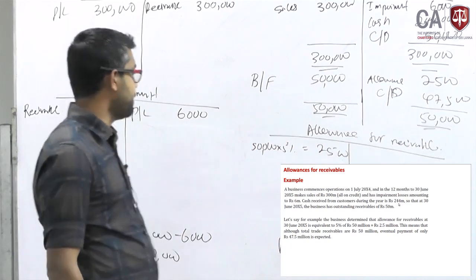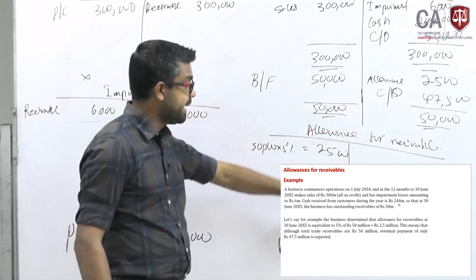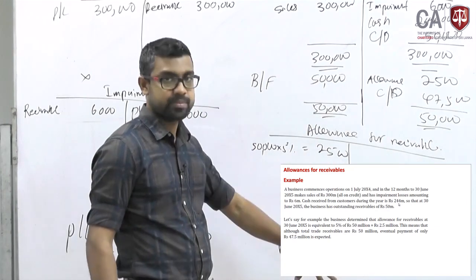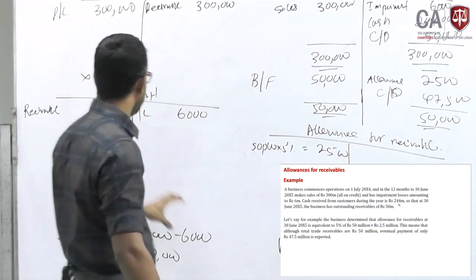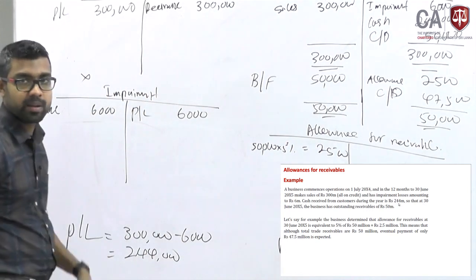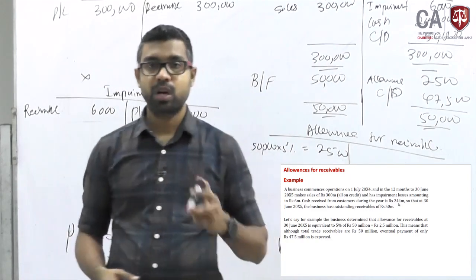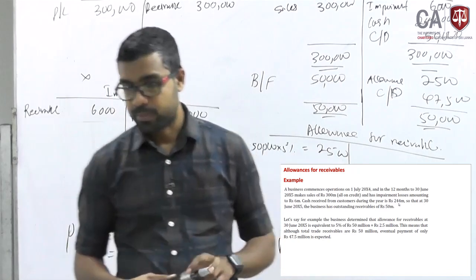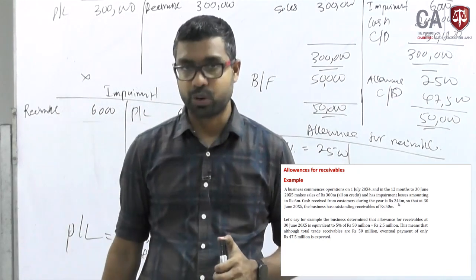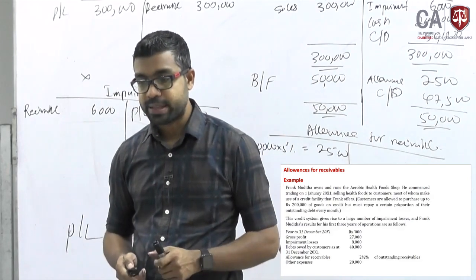What I wanted to explain to you: loss allowance will not be charged to P&L. Next year, only the increase or decrease will be charged to P&L. Impairment will be charged to your profit and loss account. So that's the double entry for allowance for receivable and impairment loss. Look at this next example.